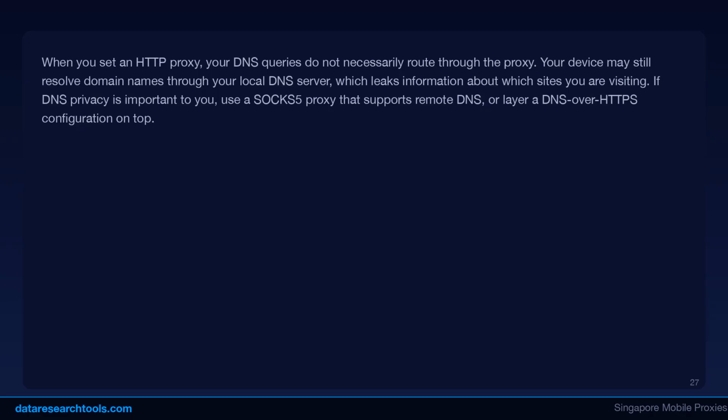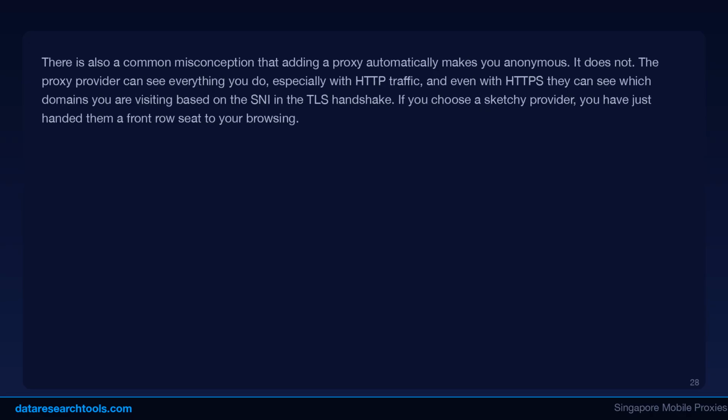The fifth pitfall is DNS leaks. When you set an HTTP proxy, your DNS queries do not necessarily route through the proxy. Your device may still resolve domain names through your local DNS server, which leaks information about which sites you are visiting. If DNS privacy is important to you, use a SOCKS5 proxy that supports remote DNS, or layer a DNS over HTTPS configuration on top.